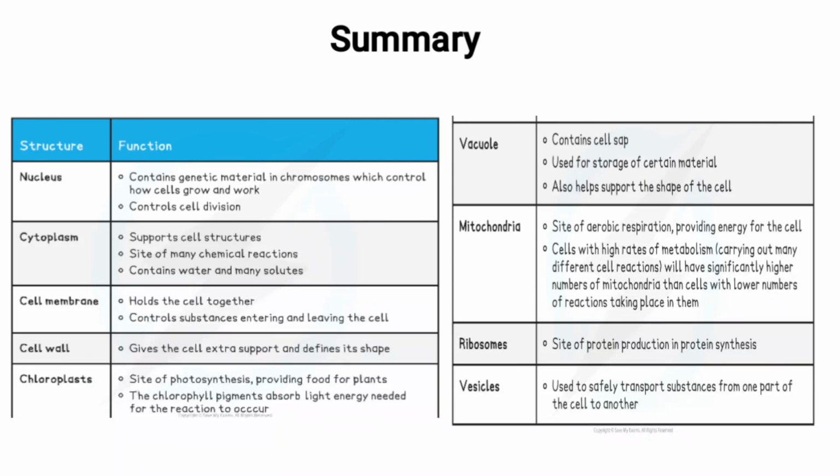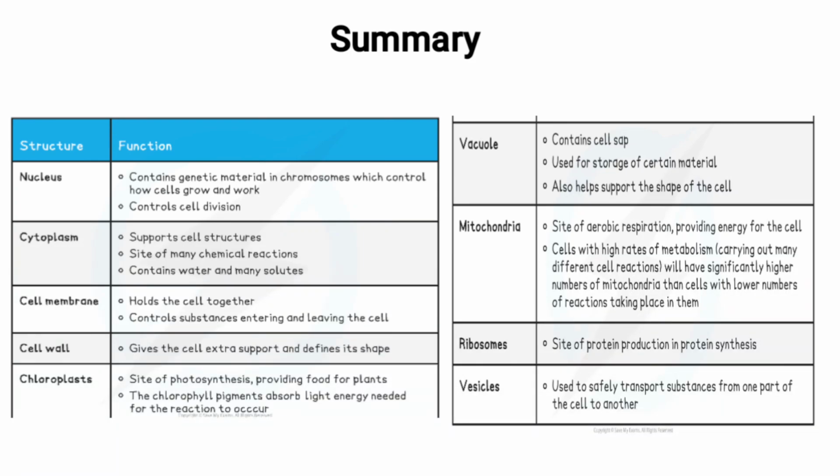So basically the nucleus is responsible for containing genetic material in chromosomes, which control how cells grow and work, controlling cell division. Cytoplasm is very essential and embeds all the cell organelles in it. The cell membrane is basically responsible for holding all the cell organelles together and controls substances entering and leaving the cell, that is hydrophilic and lipophilic.